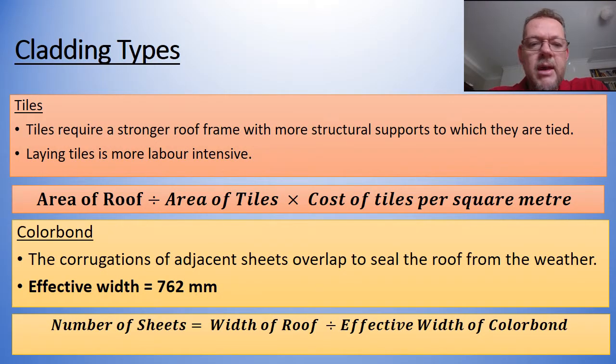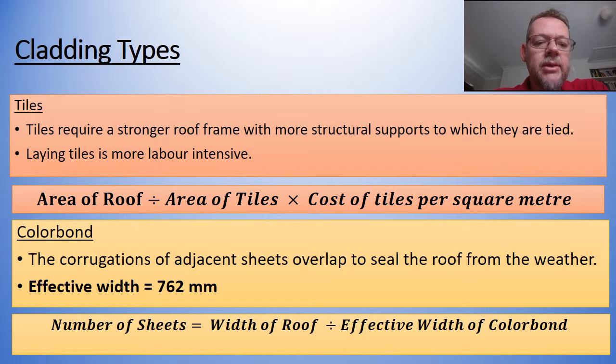So we also have some different sorts of cladding. So cladding is what we cover a roof with. So we'll talk about tiles and colour bond. Now tiles are generally going to be a little bit cheaper but more labour intensive, and they'll need a stronger frame. Now that roof frame we learned was a truss, and it's going to need more structural supports because the tiles are tied to the roof, and therefore it's going to be more labour intensive.